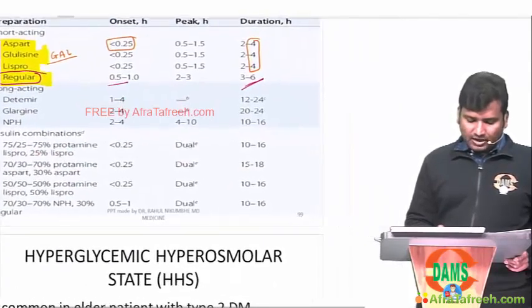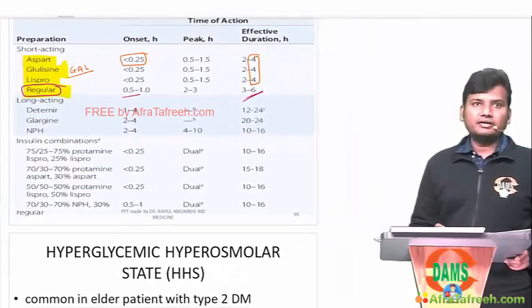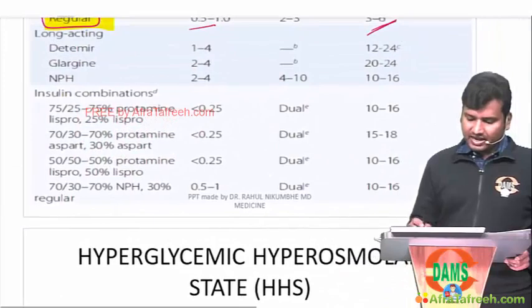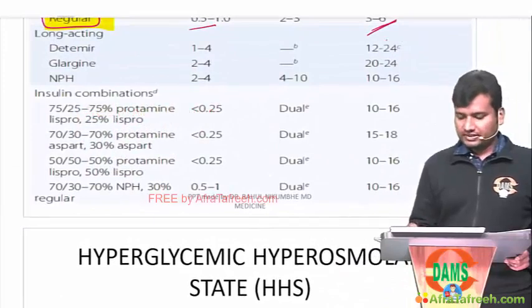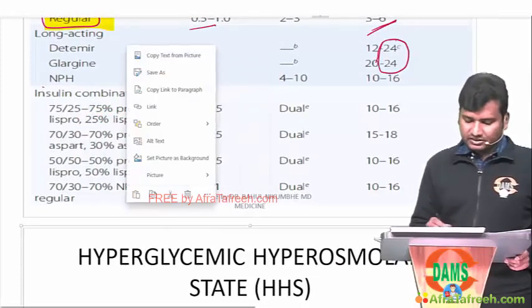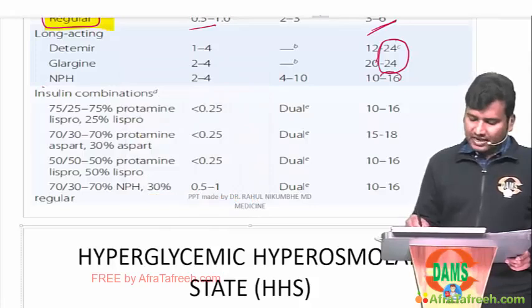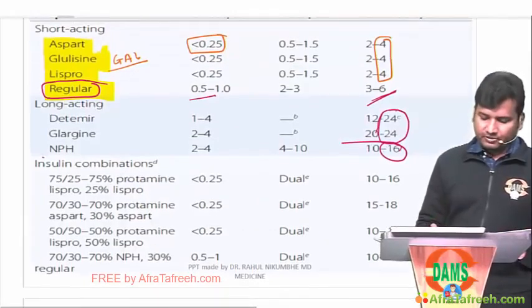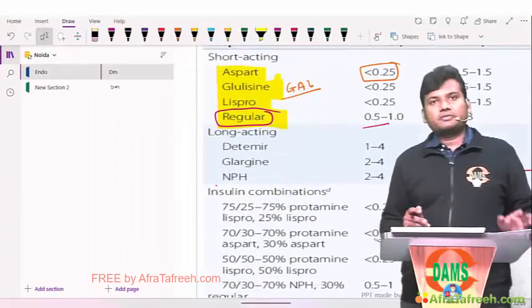Then long-acting insulins are detemir and glargine. Detemir and glargine act for 24 hours. And NPH insulin acts for 16 hours. So these are the important insulins. Okay. So this is diabetes.